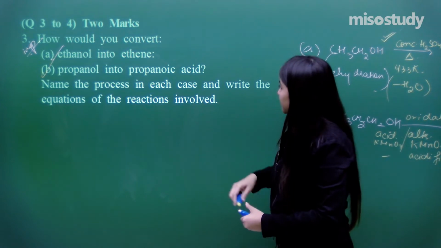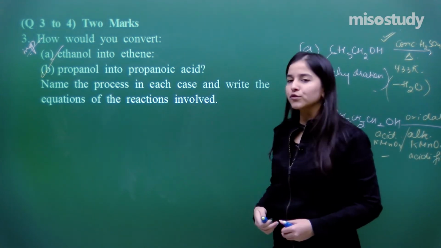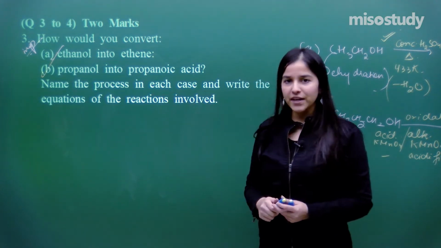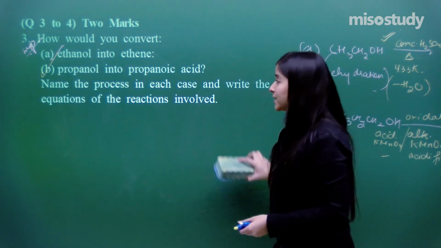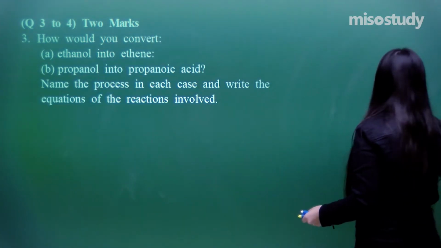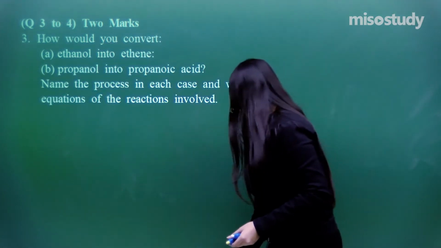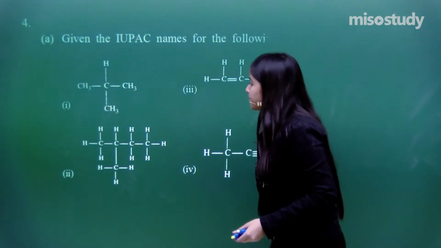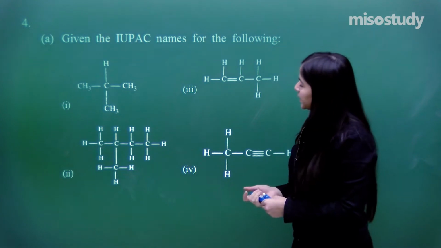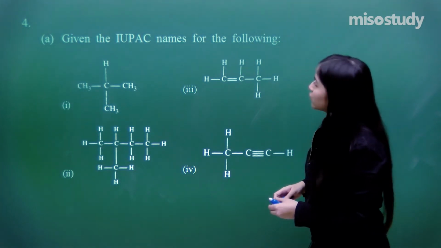Name the process in each case and write the equations for the following reactions. We have already done this, okay? So that completes question number 3 as well. Now, let us move on to question number 4, okay? So question number 4, again a 2-mark question. Yeah, and this is going to be an interesting one. Give the IUPAC names for the following.